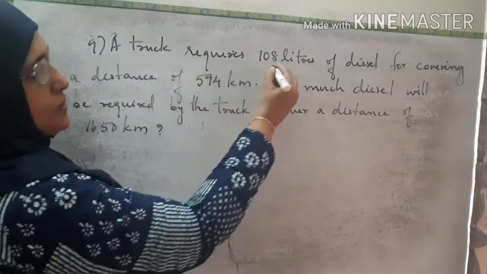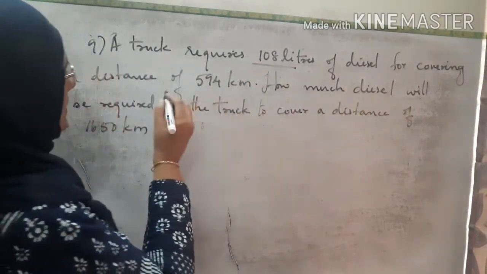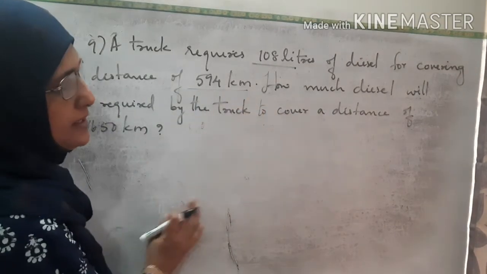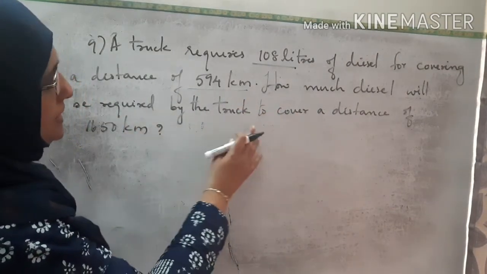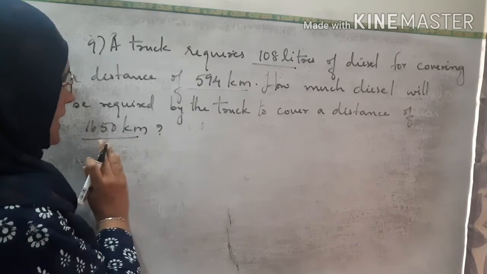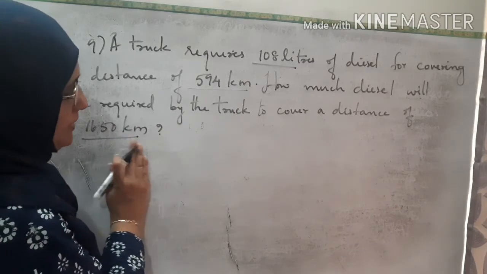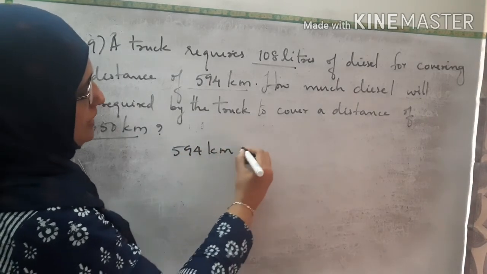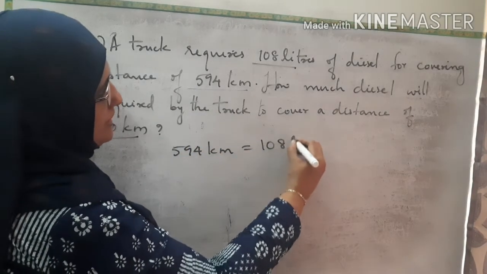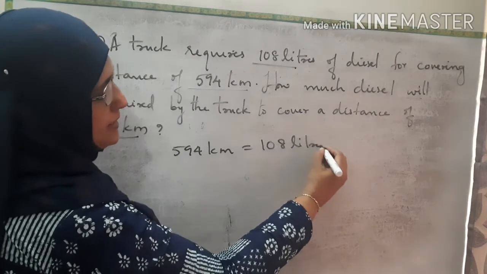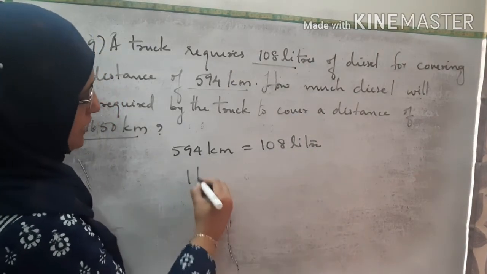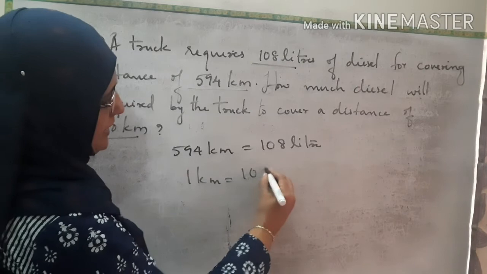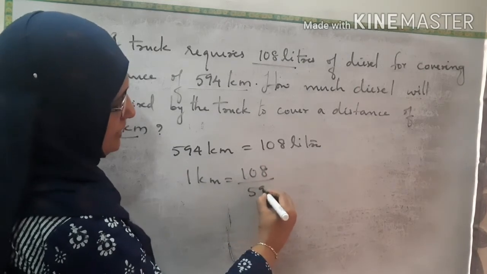A truck requires 108 liters of diesel for covering a distance of 594 kilometers. Then how much diesel will be required by the truck to cover a distance of 1650 kilometers? So for 1 kilometer you have to find. So for 594 kilometers, it requires diesel of 108 liters. Then for 1 kilometer, 108 by 594.